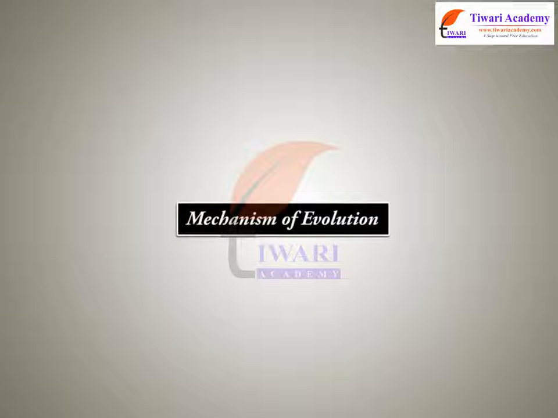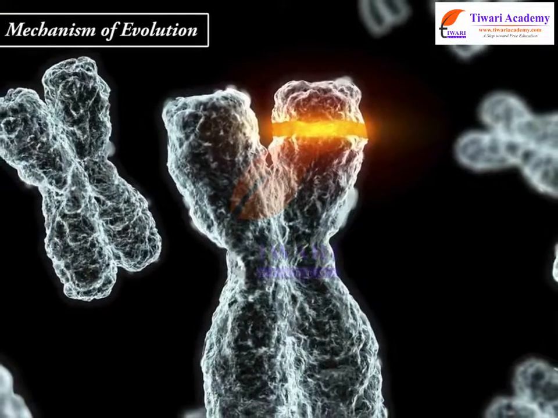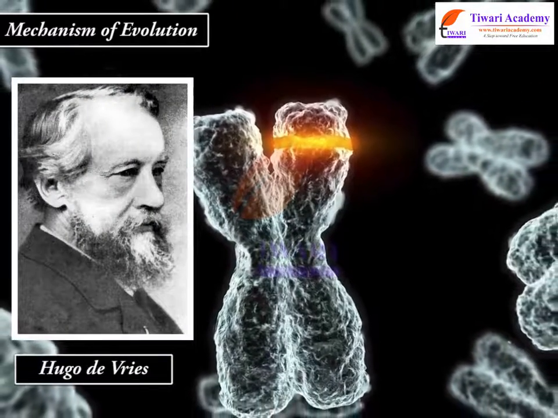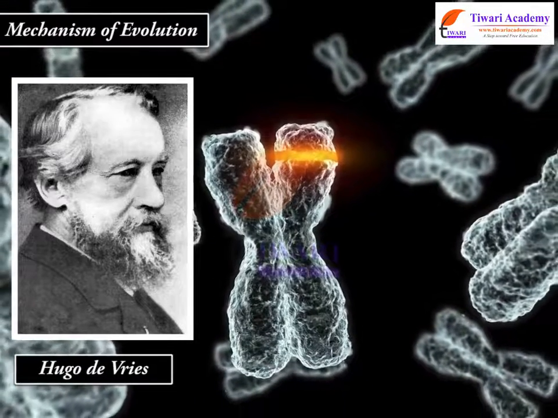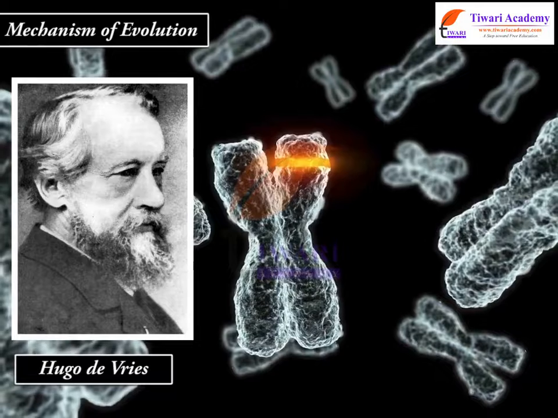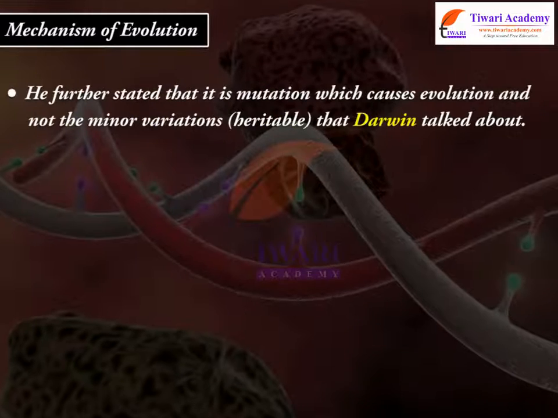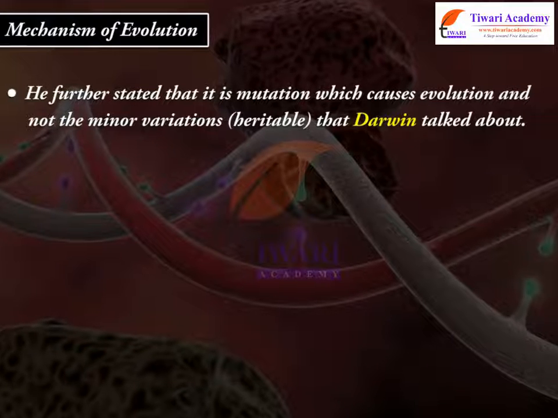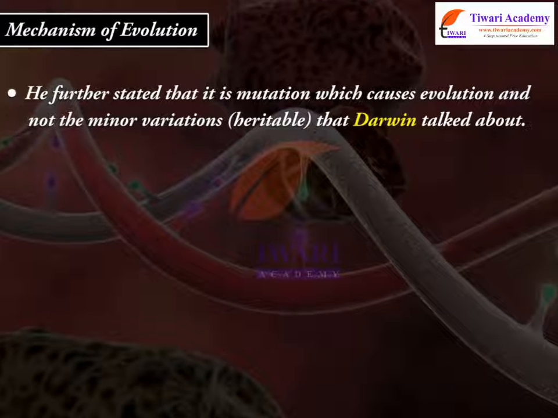Mechanism of evolution. In the first decade of the 20th century, Hugo de Vries, based on his work on evening primrose, brought forth the idea of mutations, large differences arising suddenly in a population. He further stated that it is mutation which causes evolution and not the minor heritable variations that Darwin talked about.